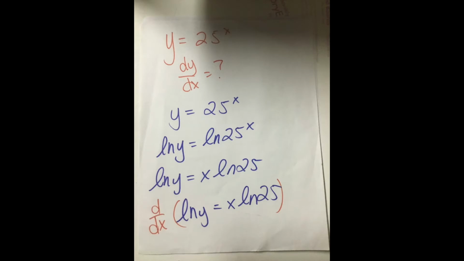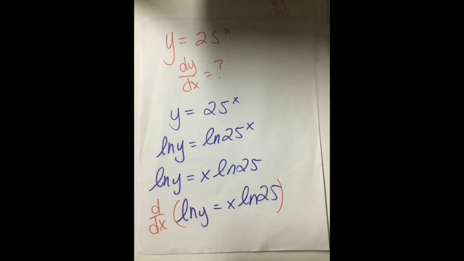And so on the left side, it's not so bad. You have ln of y, that is going to be 1 over y. Just remember to multiply by dy/dx because of the chain rule. We are doing the derivative with respect to x, and y is not x.